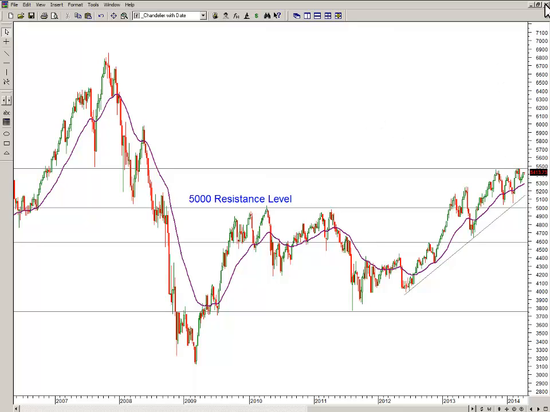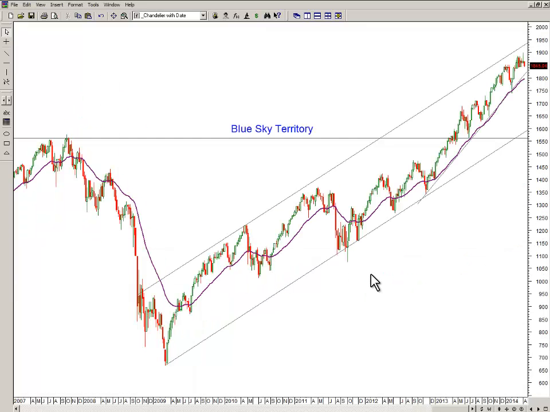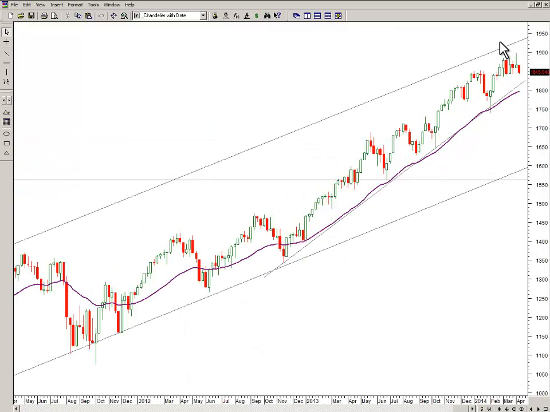So moving over to the US markets, I'm just going to save this. This is the weekly chart of the S&P 500, and it's continued to really power ahead since it's moved into blue sky territory. It's been in a nice uptrend channel, and it has now sped up within that channel line and continued to stay quite strong at the top of the channel line up here.